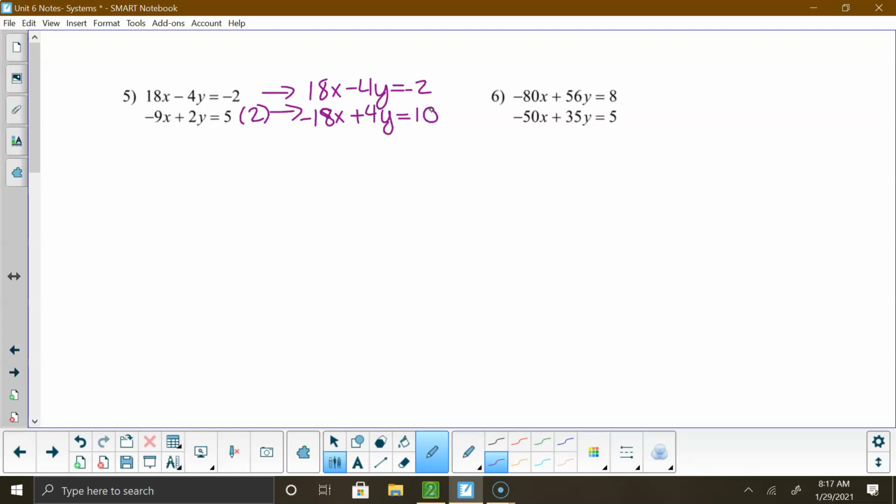The biggest mistake students will make is they will just multiply the 18 by the 2, or the 9 by the 2, and not everything else. You have to be consistent. Distribute all the way through. So what happens when I go to combine these? Yeah, they both cancel. So I'm left with 0 equals 8. Is that true? Okay. So this one's not true.